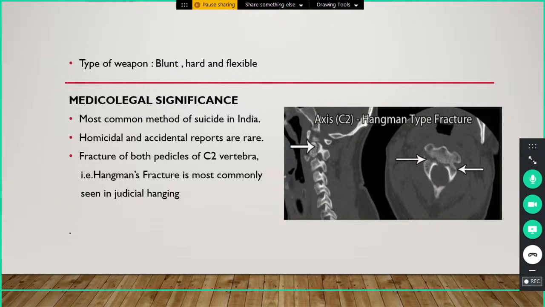This radiological image shows fracture of axis, C2 vertebra. This is most common in judicial hanging.